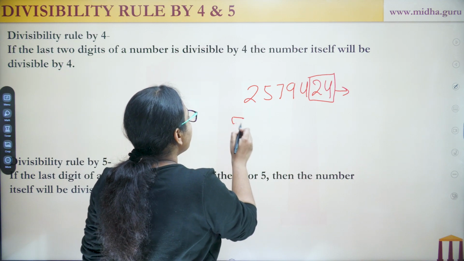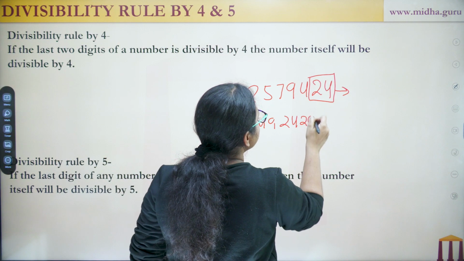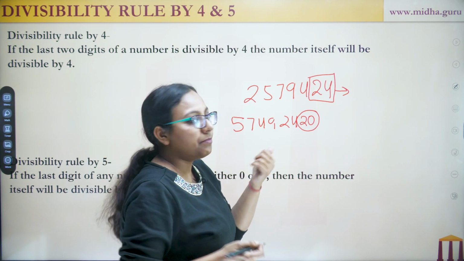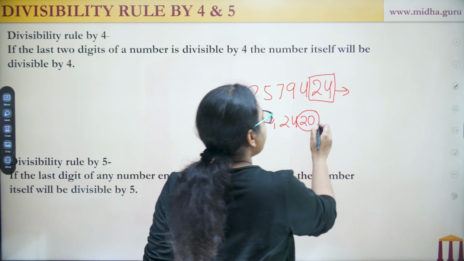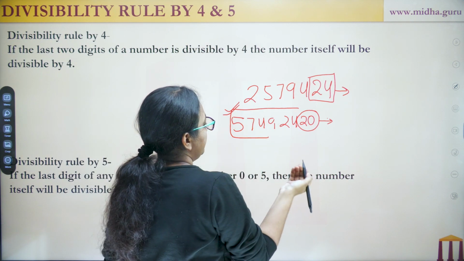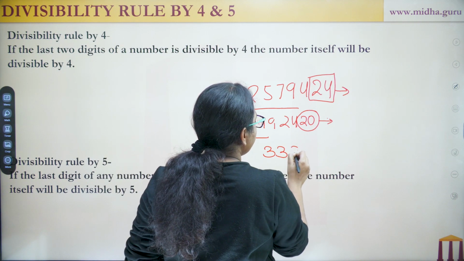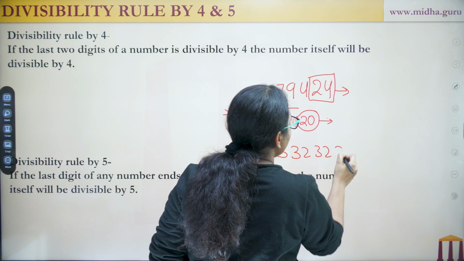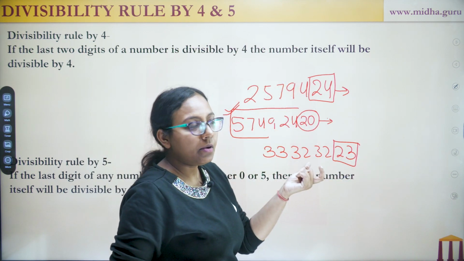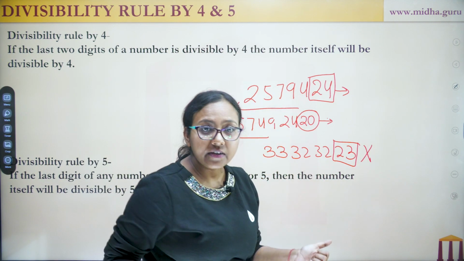Now let's see. 5, 7, 4, 9, 2, 4, 2, 0. The last two digits are of course 20. 5 times 4 is 20, which is definitely a multiple of 4. So the whole number will be divisible by 4. Let's take one more example. 3, 2, 3, 3, 3, 2, 3, 2, 2, 3. Here 23 is not a multiple of 4, of course. So this whole number will not be divisible by 4.